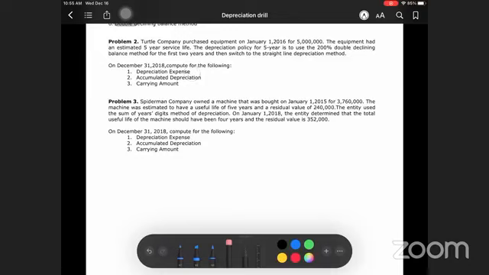Depreciation expense, accumulated depreciation, carrying amount. I know some of you have already answered. So I'll wait for your answers. How much is the depreciation expense on December 31, 2018? How much is the accumulated depreciation on December 31, 2018? And how much is the carrying amount on December 31, 2018?